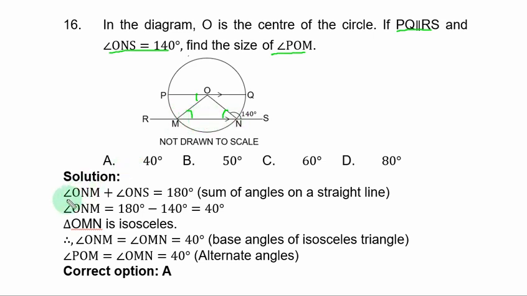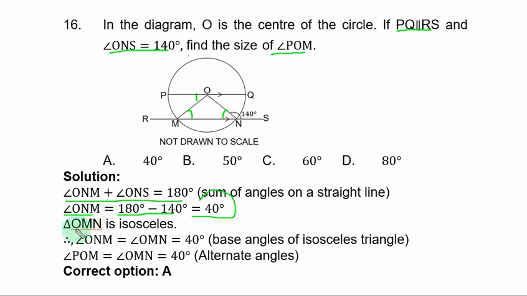So angle ONM plus angle ONS is equal to 180 degrees. Sum of angles on a straight line. So angle ONM is equal to 180 degrees minus angle ONS, that is 140 degrees. If you subtract, you have 40 degrees.